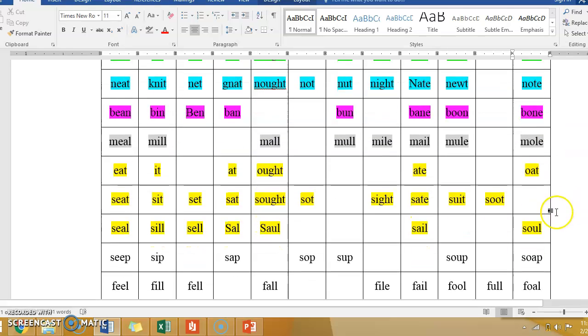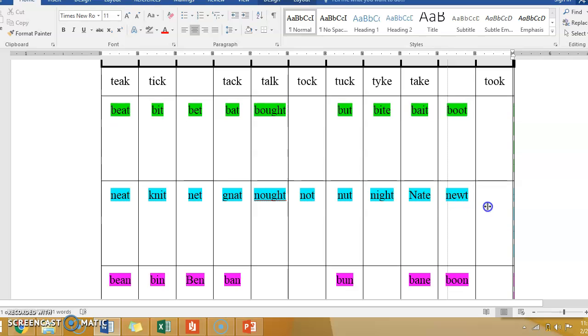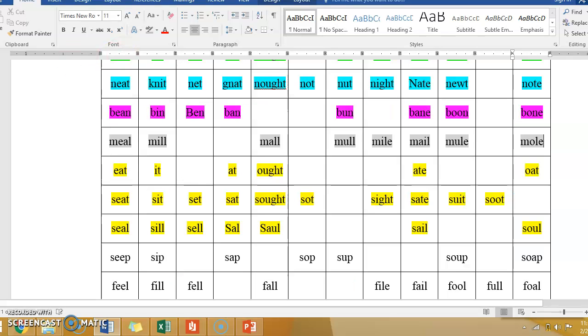So for your homework, you have these three yellow ones. Send them to me in a voice note and see you tomorrow.